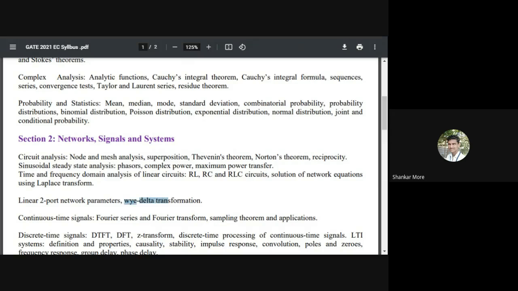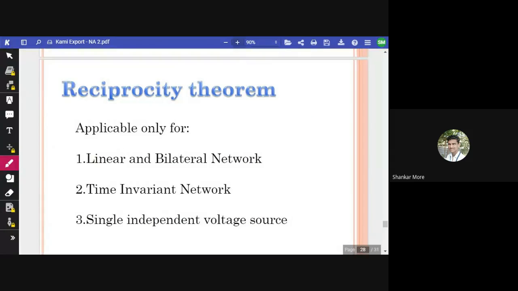Y delta transformation we have already covered. Okay, so this is the part of the syllabus which is remaining, and the network analysis syllabus is not that big. So mostly we can finish network analysis by the end of July. Network analysis and control system, both the subjects will be finished at the end of July. Then we'll start two new subjects. All right. So having said that, let's come back to the reciprocity theorem.